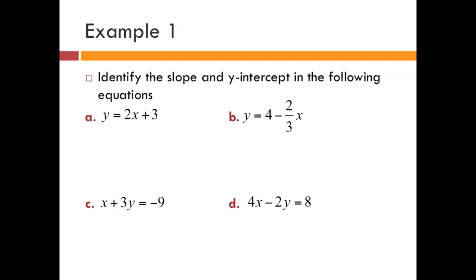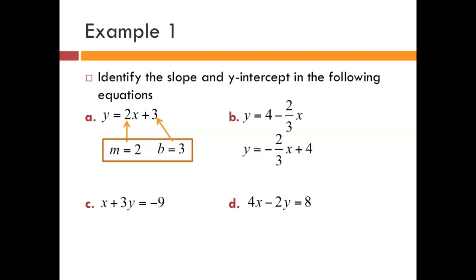All right, let's start with this first one, y equals 2x plus 3. 2 in this case is m, so that's our slope, and 3 in this case is our y-intercept, that's b. Let's look at the next one, y equals 4 minus 2/3 x. Now I would suggest putting this into y equals mx plus b, so the term that has x in it comes first. So we have y equals negative 2/3 x plus 4. And then from there, it's easy to identify that negative 2/3 is m, and 4 is b. So slope is negative 2/3, and the y-intercept is 4.